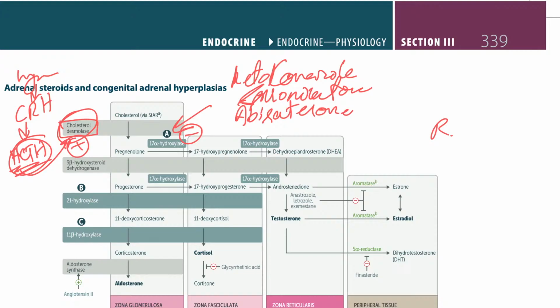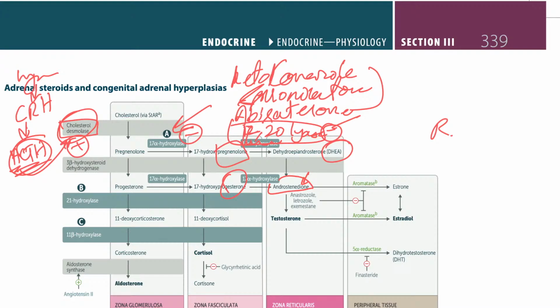Here, there's another enzyme known as 17,20 lyase, which converts this part into DHEA and also converts progesterone into androstenedione. And the enzyme is 17,20 lyase. So these drugs are going to inhibit both of these things.